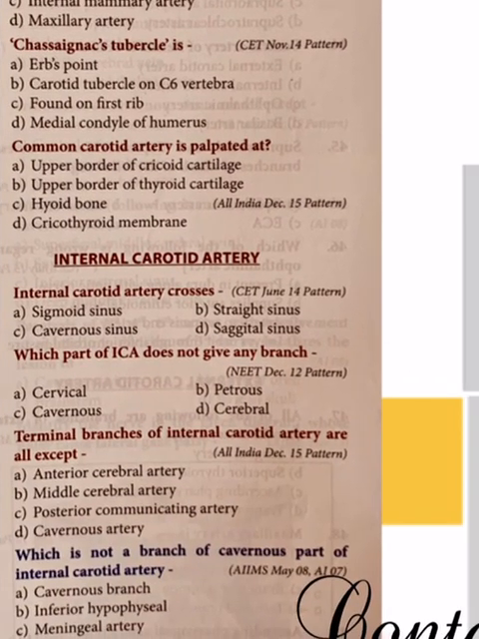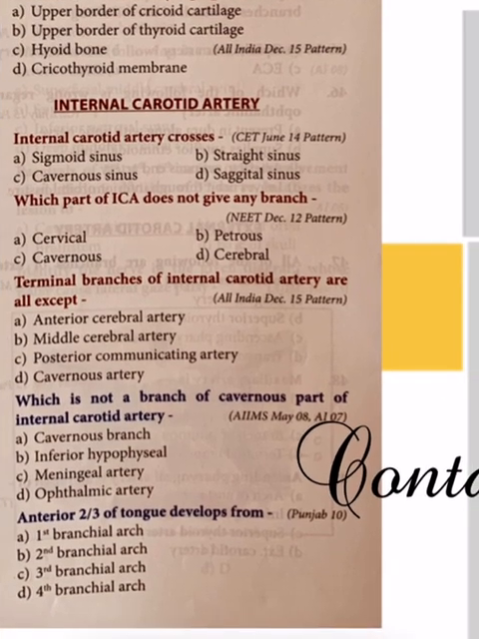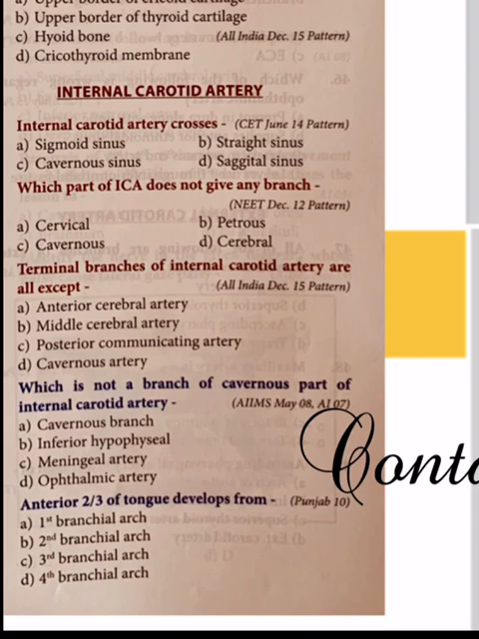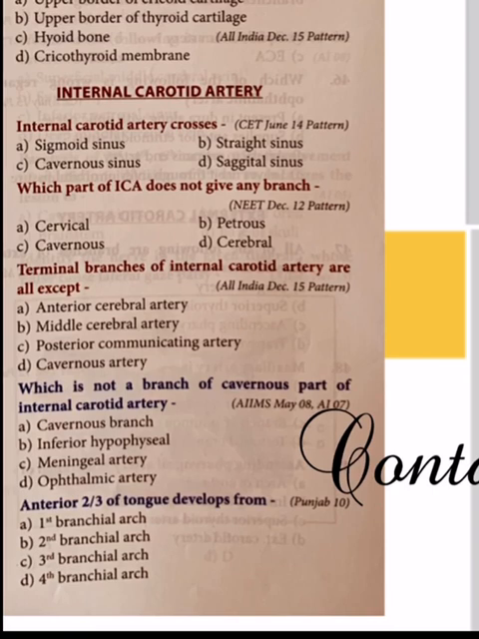Okay, then next coming to more MCQs: internal carotid artery crosses which one? Sigmoid sinus, straight sinus, cavernous sinus, or sagittal sinus? Obviously, it is the cavernous part of your internal carotid artery. Okay, it runs through the medial wall of cavernous sinus. So the answer is cavernous sinus.